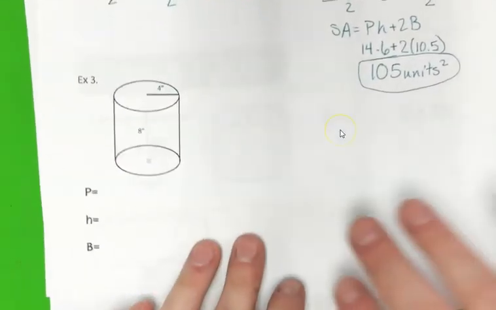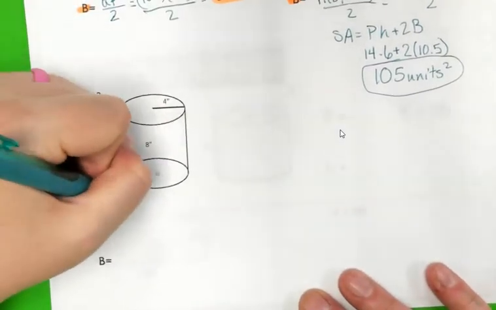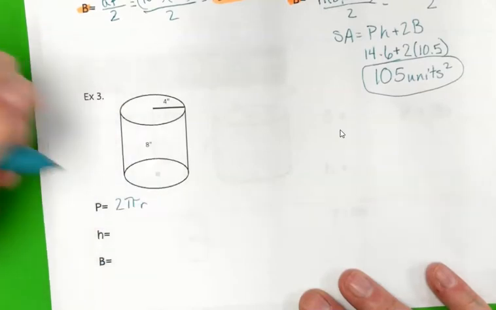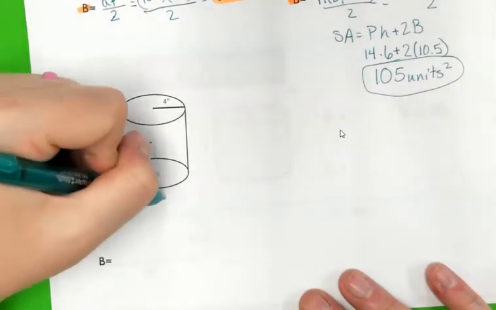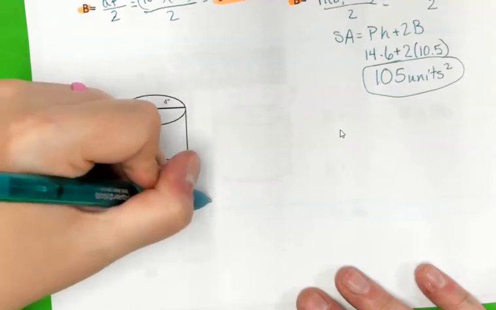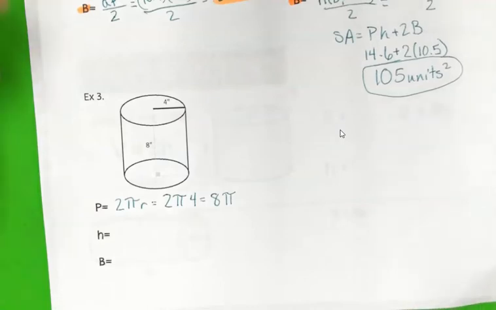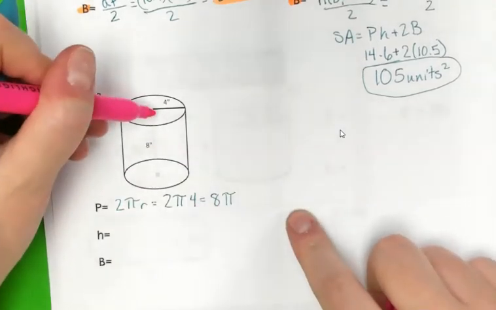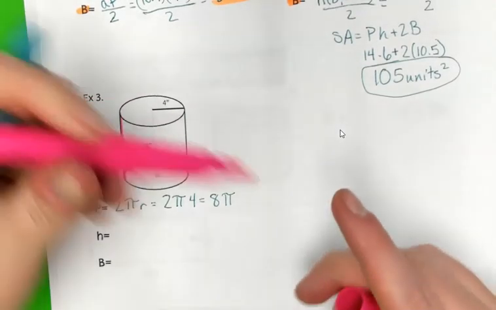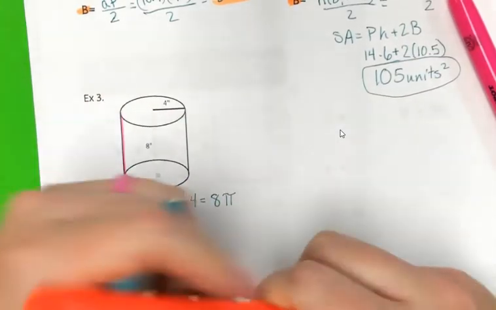Quickly go through this one. We already have that formula. So our perimeter is 2 pi r, because that is the circumference formula. And 2 times pi times our radius, which is 4. 8 pi is our perimeter. Our height is just simply how far apart are these bases. They are 8 units apart.